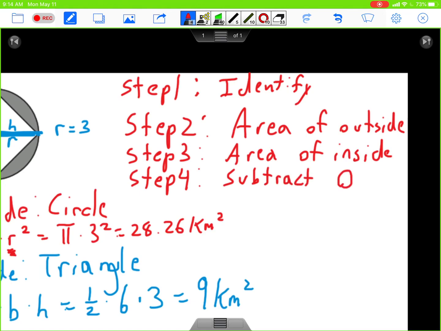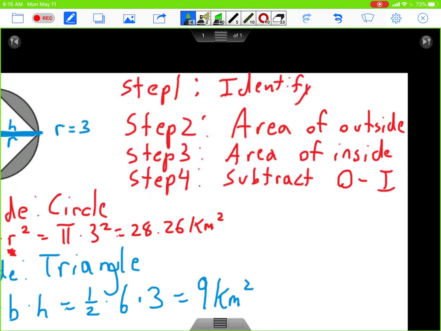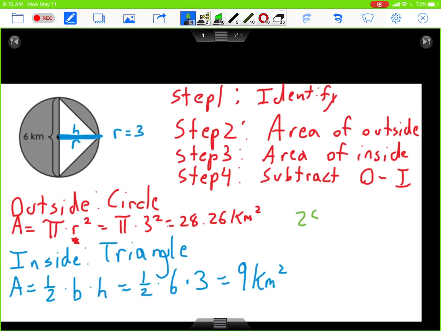Okay, outside minus inside. So when we subtract, our outside area was 28.26 minus 9. And that gets me a final answer of 19.26 kilometers squared.